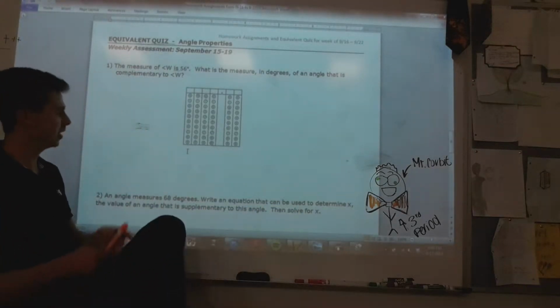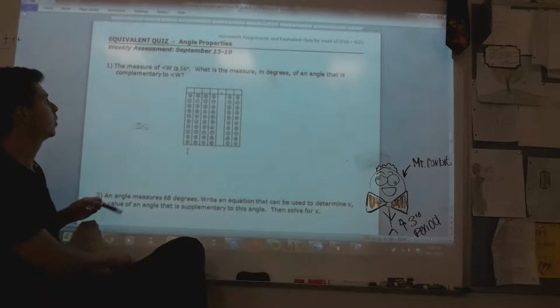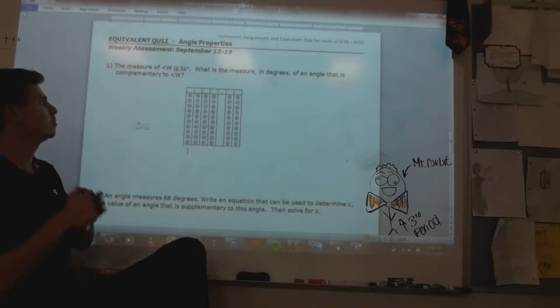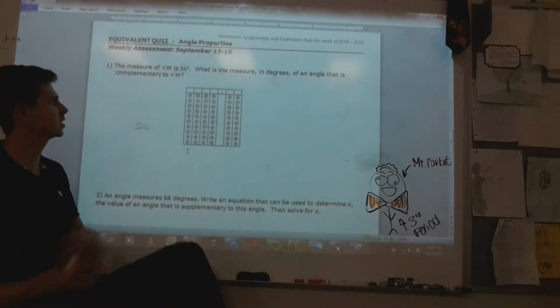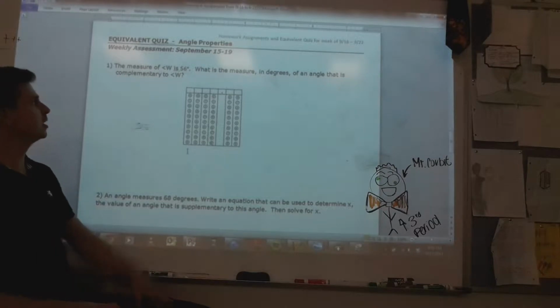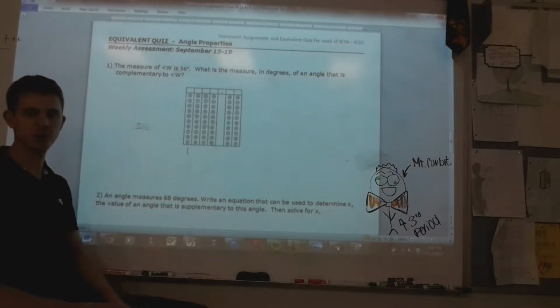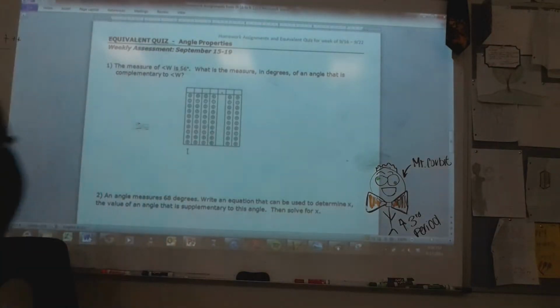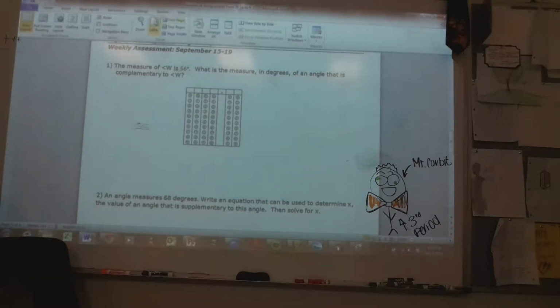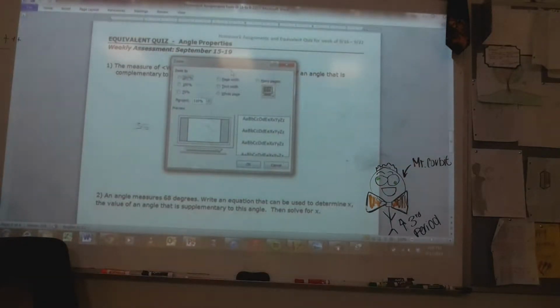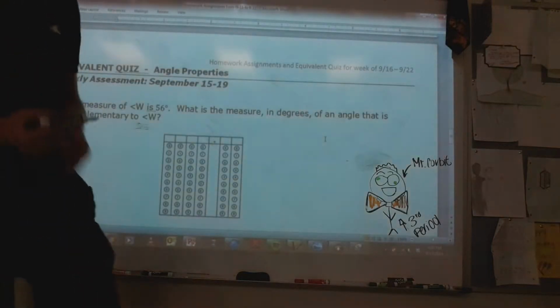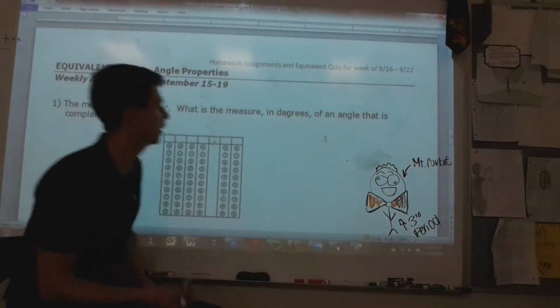Okay, let's dive into the problems. This is problem 1 here. The measure of angle W is 56 degrees. What is the measure in degrees of an angle that is complementary to angle W? I am going to make this just a little bit bigger. One second. View, zoom, page width. That's nicer.